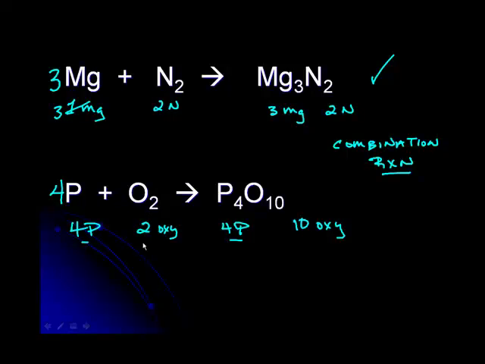On the oxygen, I've got 2 on the left and 10 on the right. Well, I'm looking for some number that multiplies by 2 to give me 10. So 10 divided by 2 gives me 5. And so now I have 10 oxygens on the left and 10 oxygens on the right. You always want to go back and look, make sure you've got it. 4 phosphorus, 10 oxygens, 10 oxygens, and I'm good.